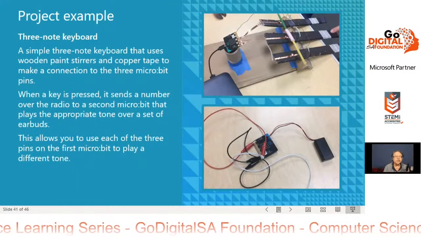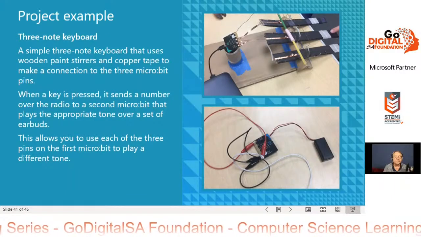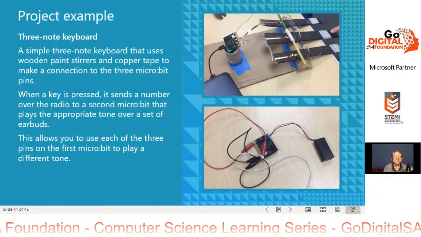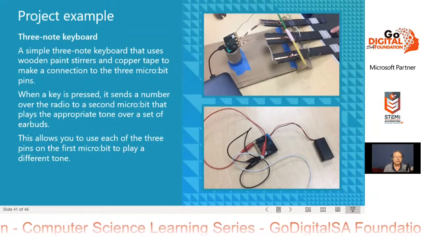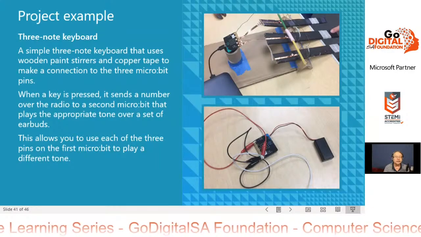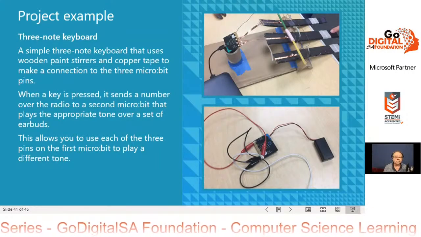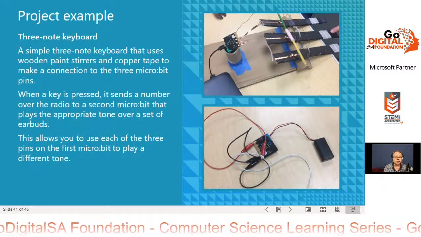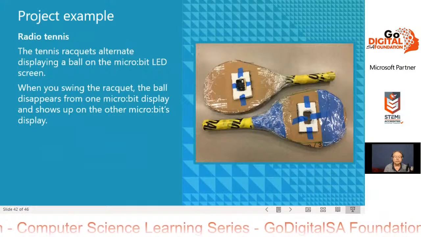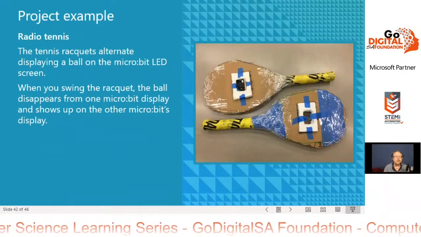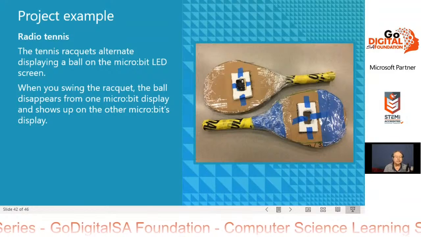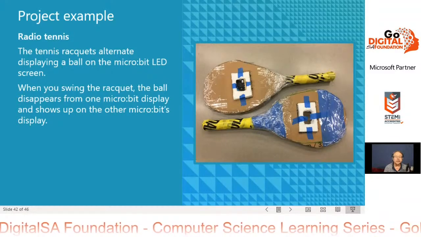Project example, 3-note keyboard. A simple 3-note keyboard that uses wooden paint stirrers and copper tape to make a connection to the 3 microbit pins. When a key is pressed, it sends a number over the radio to the second microbit that plays the appropriate tone over a set of earbuds. This allows you to use each of the 3 pins on the first microbit to play a different tone. Radio tennis: the tennis rackets alternate displaying a ball on their microbit LED screen. When you swing the racket, the ball disappears from the one microbit display and shows up on the other microbit's display.